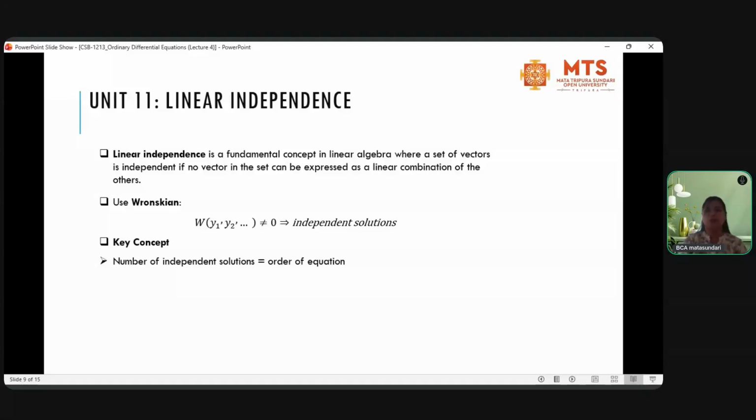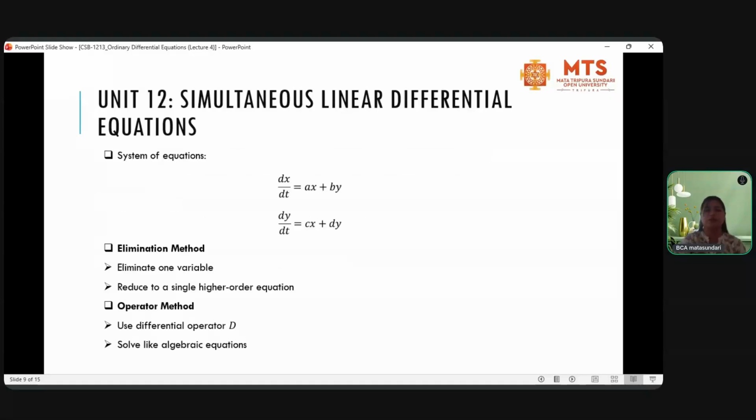Key concept: the number of independent solutions is equal to the order of the equation. Next, moving to our simultaneous linear differential equations. The system of equations will be simultaneous. How does this equation look?